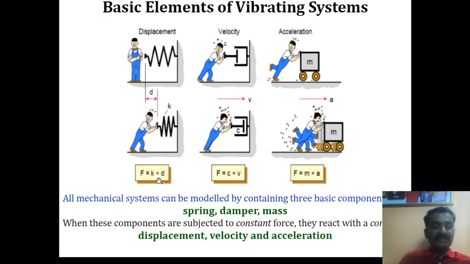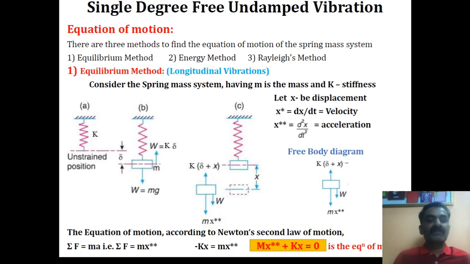So spring force is k into x. Damping force is equal to C into v. And inertia force is mass into acceleration. All the mechanical systems are modeled having the three components: spring, damper and mass. When these components are subjected to a constant force, they react with constant displacement, velocity and acceleration. So now we will study the different types of vibrations.